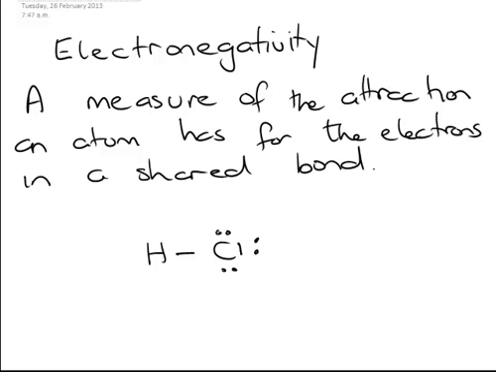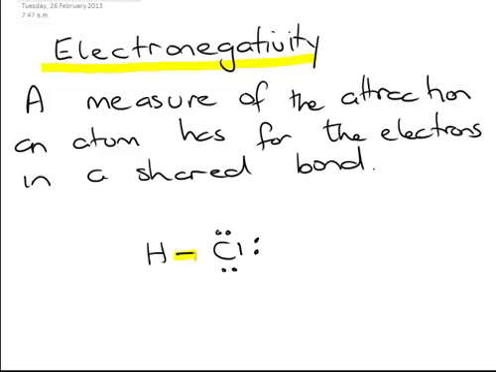Okay, now this next topic to do with polarity really encompasses a very important concept in chemistry, and that is electronegativity. Now, this is a term that you should be able to define. It's a measure of attraction an atom has for the electrons in a shared bond. So these two electrons here, represented by this line, are shared by chlorine and hydrogen. It's a covalent bond, if you remember.